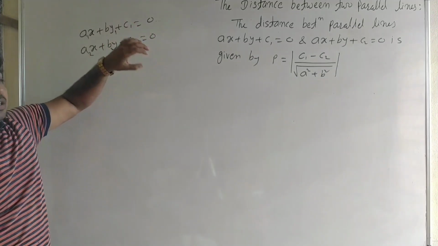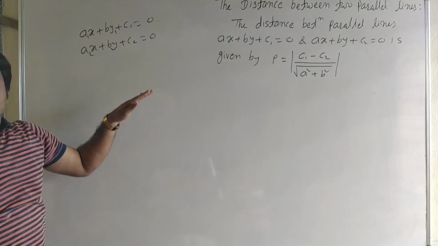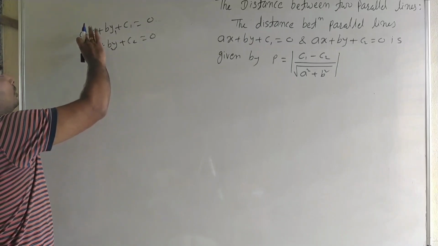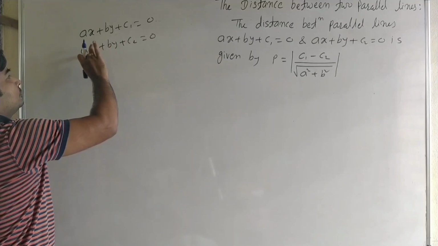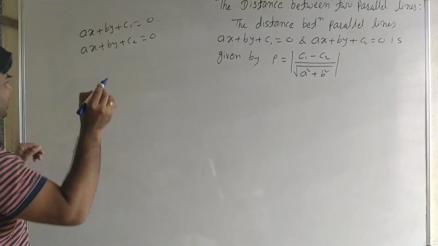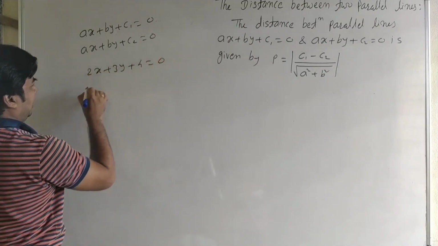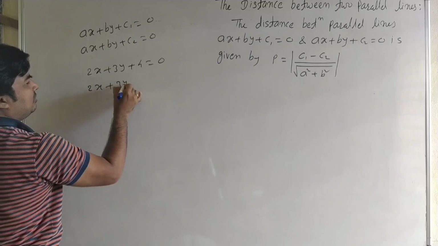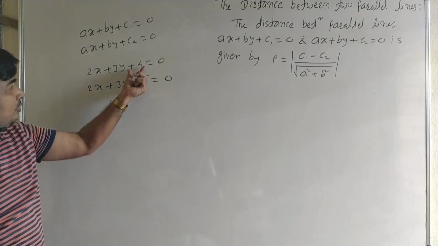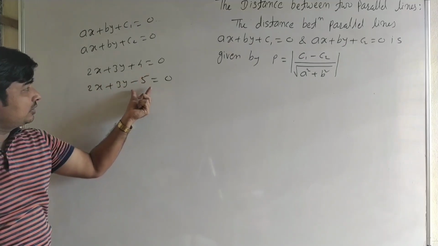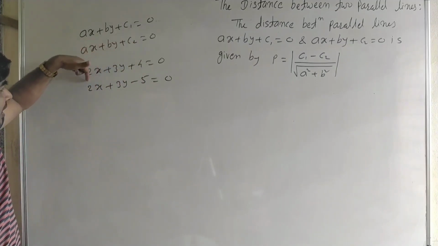We can write the general equation of a line in this form, but here these two lines are parallel, therefore the coefficient of x and the coefficient of y are the same because the slopes of the lines are the same. Here it is 2x plus 3y plus 4 equal to 0 and 2x plus 3y minus 5 equal to 0. Our two lines are parallel. Here the value of c is 4, and in this equation the value of c is minus 5. Therefore it is c1 and c2. Both a and b are the same.